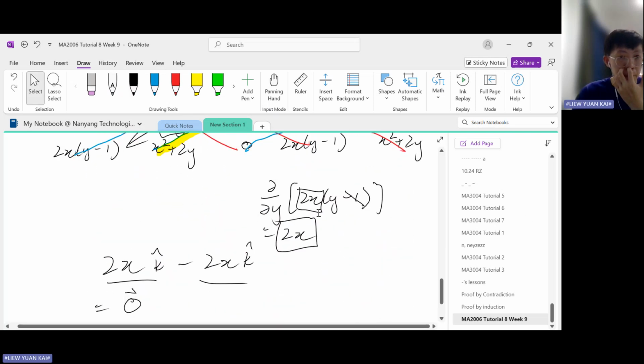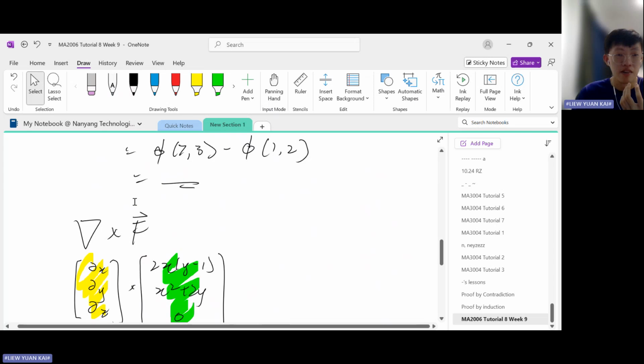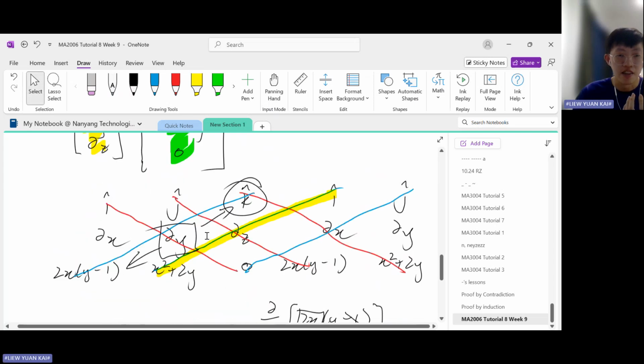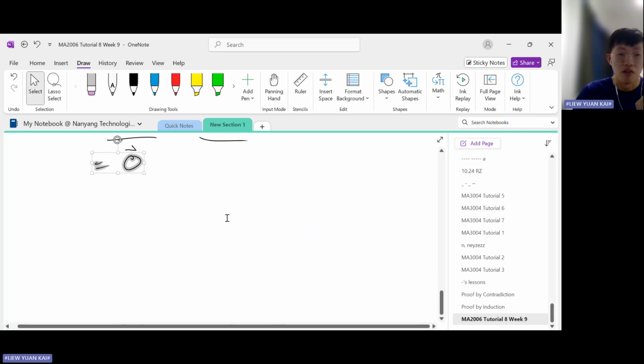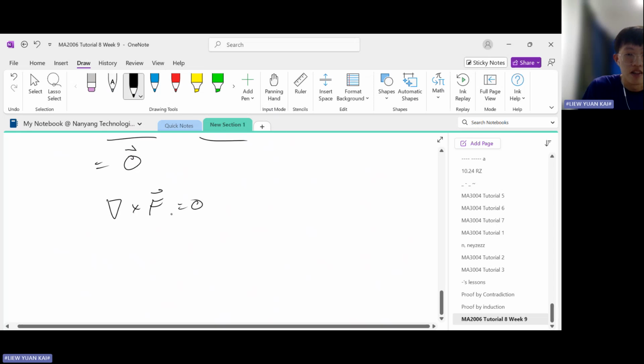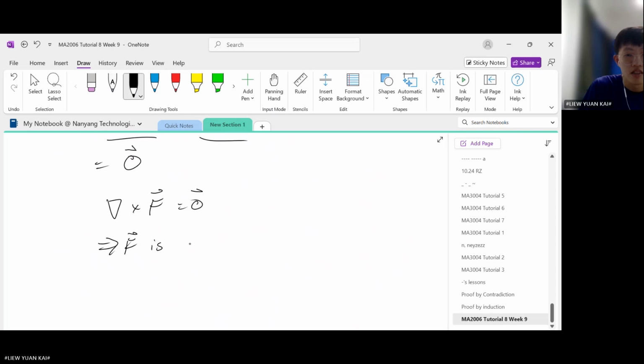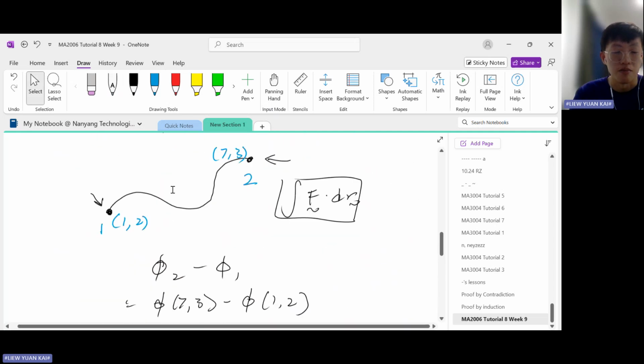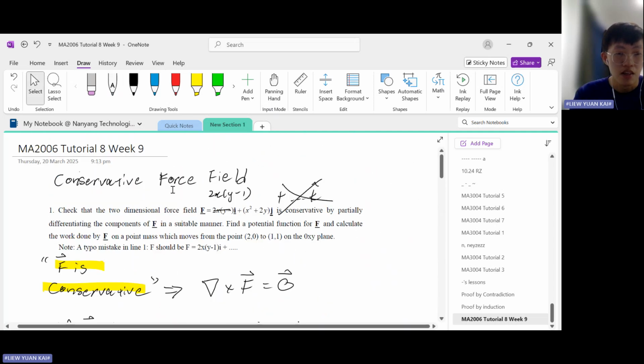Okay, so you see, so let me summarize what we did. We tried to find the curl of f, right? And it turns out that the curl of f is 0. Okay, so since the curl of f is shown to be 0, that means we can say that f is conservative. Okay, so this is how you check whether the force field is conservative or not. You must check whether nabla cross F is equal to 0.